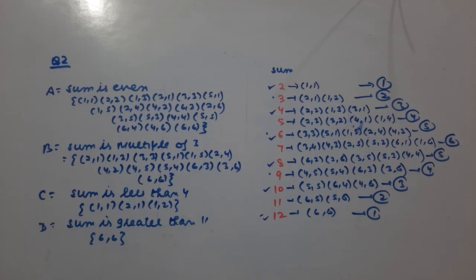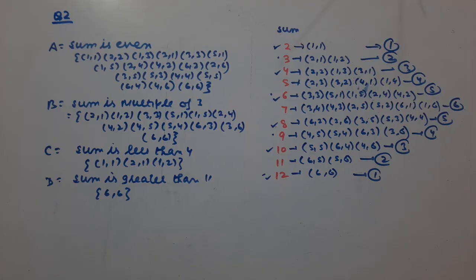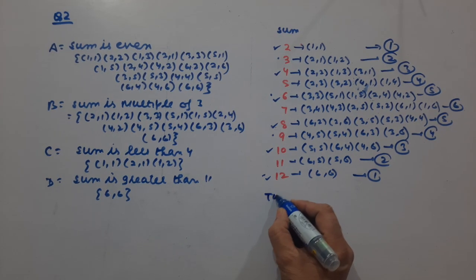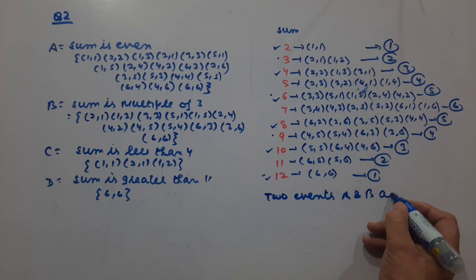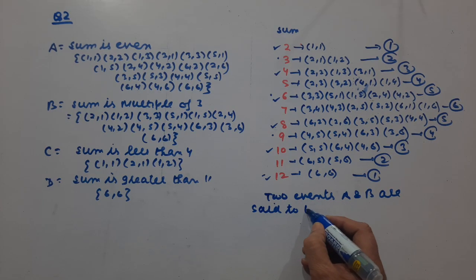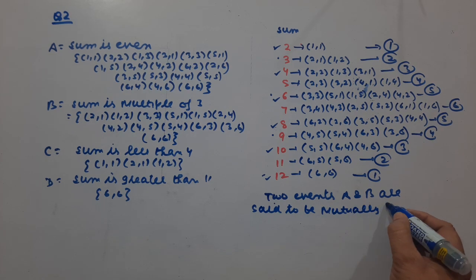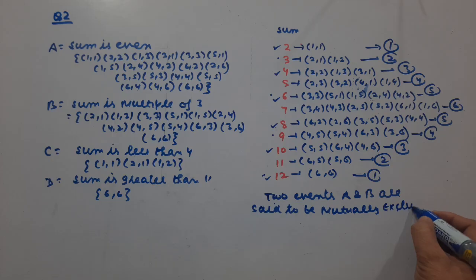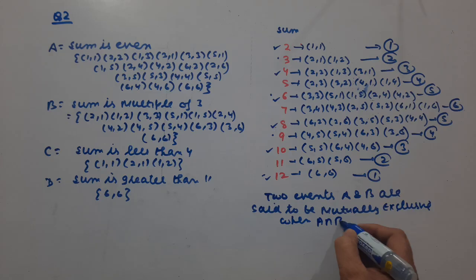Now students, in this question he is asking which pair of these events are mutually exclusive. What is the meaning of mutually exclusive events? Two events A and B are said to be mutually exclusive when A intersection B is phi.